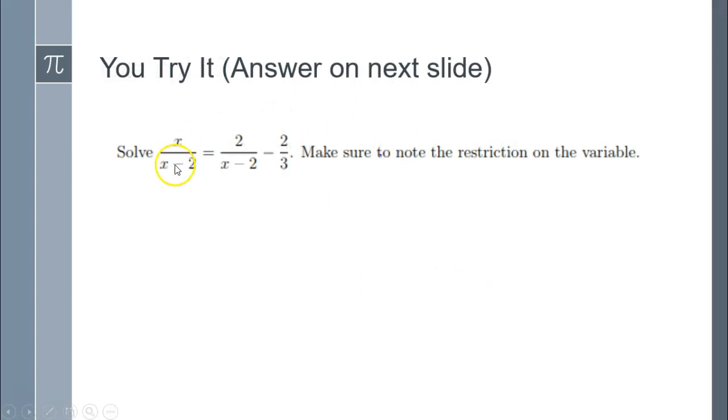So here's one for you to try. It's quite similar. Instead of a 1, though, you have a 3 under your last number, so your common denominator is going to have 2 factors. Stop the video and try this one, and come back and see the solution. Okay, you're back, so here we go.